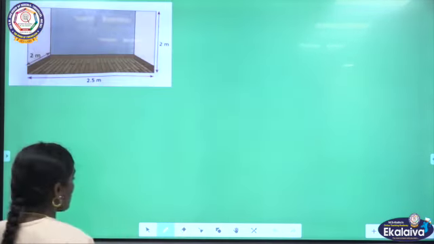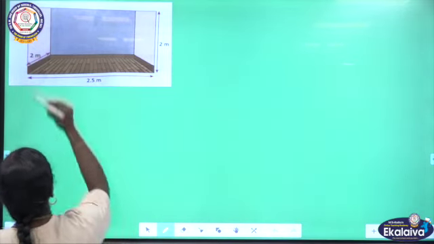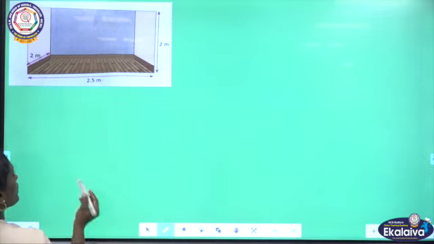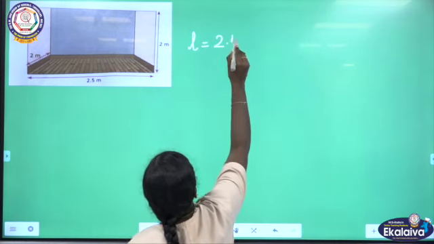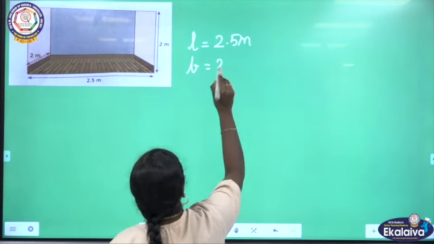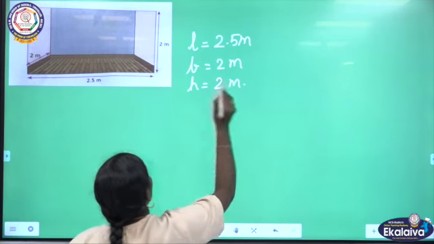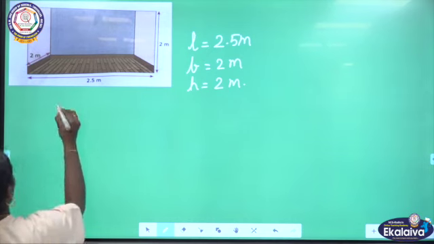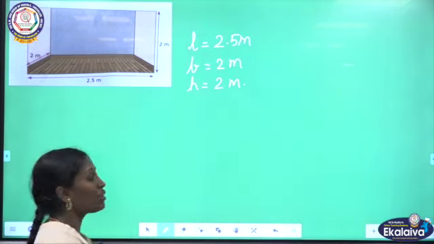Then the next picture, a picture of a room. Here length is equal to 2.5 meter, breadth is equal to 2 meter, height is equal to 2 meter. Now we are going to find the volume of the given room. It is in the cuboid shape. So we have to use the formula length into breadth into height.